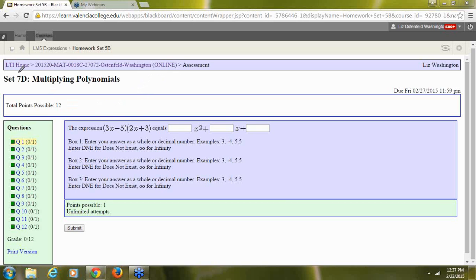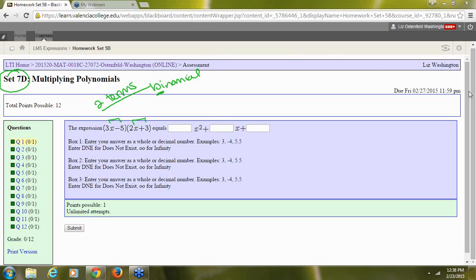So I'm looking at section 7D in your homework, which is multiplying polynomials. Here you can see that you have two terms being multiplied by two terms. We call expressions that have two terms binomials. Bi meaning two, like a bicycle has two wheels. So really what you have here is two terms being multiplied by two terms.